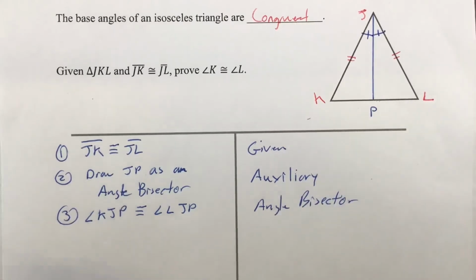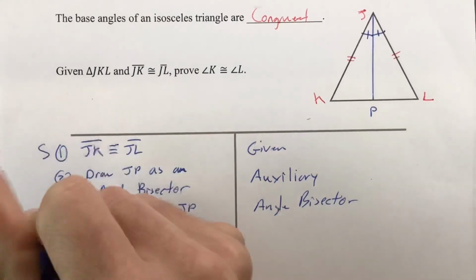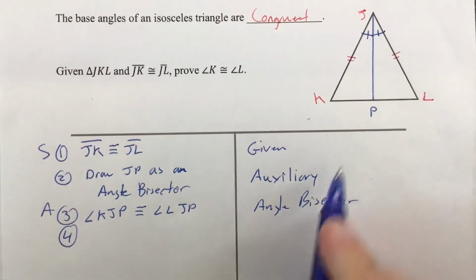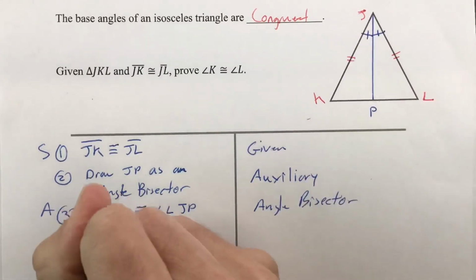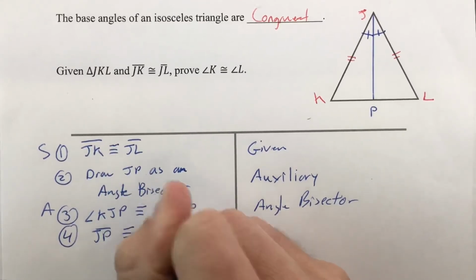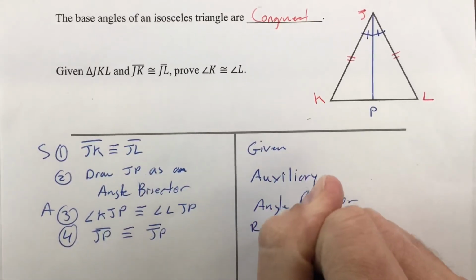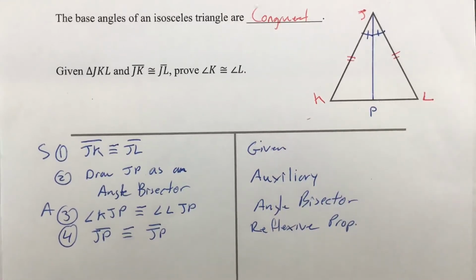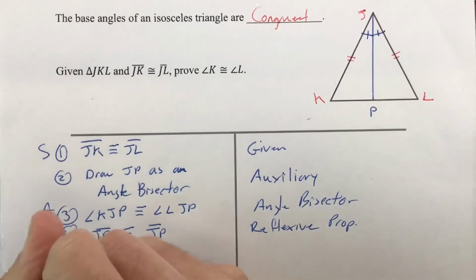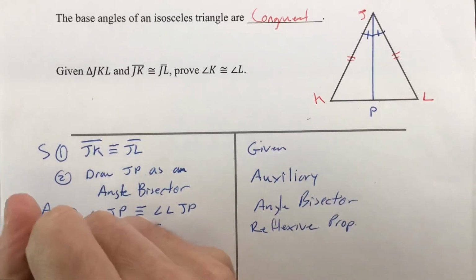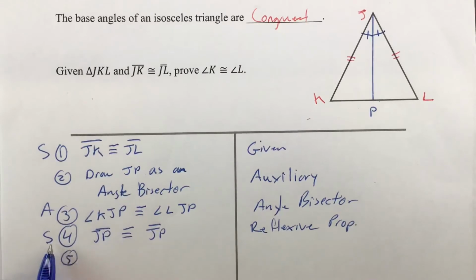So we've got some sides, we've got an angle. Step four, we've got the reflexive side here. JP is congruent to JP, reflexive property. And all of that's going to lead us to say that step 5, these two triangles are congruent. That would be a side link there.